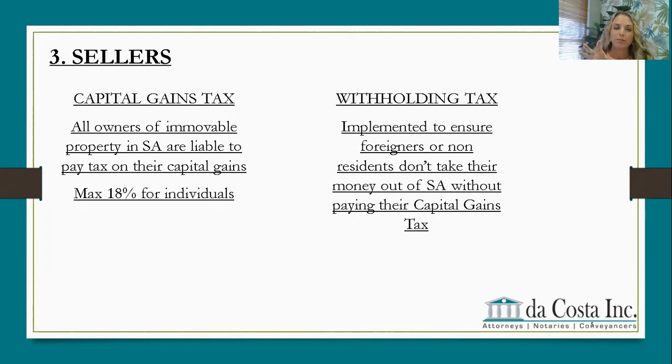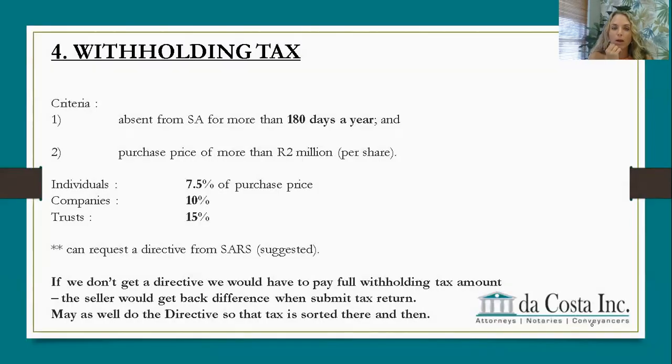Withholding tax basically is to stop foreign people who owe capital gains tax from not paying it, okay? So what the requirements are is that if someone is out of the country for more than 180 days of a year and their purchase price is over 2 million Rand per share. So if I'm out of the country, I'm considered a non-resident, I have a property worth over 2 million, it's going to apply to me, okay? If I own with my spouse and the property is worth 2.5 million, it's not 2 million per share, all right?